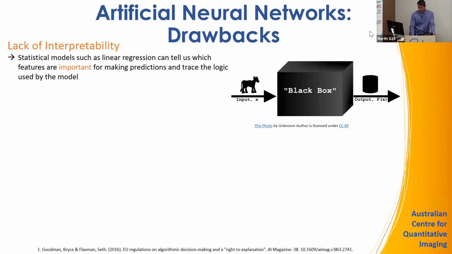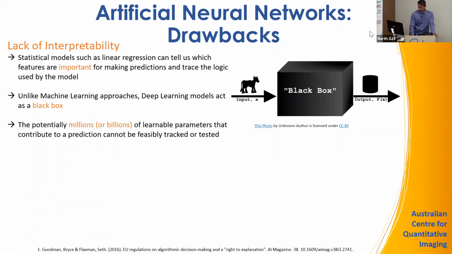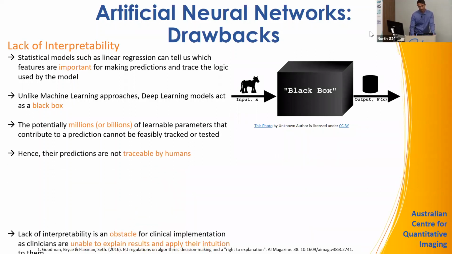Well, there's the lack of interpretability. Statistical models such as linear regression can tell us which features are important for making predictions, and we can trace the logic that is used by the model. And then we can tell if it's doing something stupid or not by simply seeing how it performs internally. However, unlike machine learning approaches, deep learning models act as a black box. So the potentially millions or billions of learnable parameters that contribute to making a prediction cannot be feasibly tracked or tested. And this makes their predictions untraceable by humans.